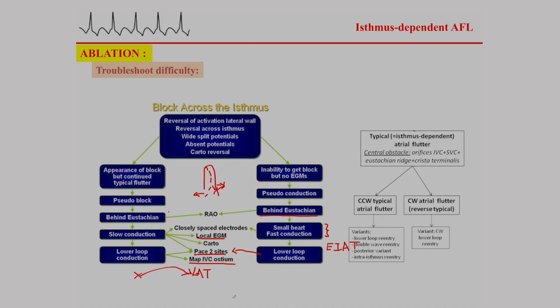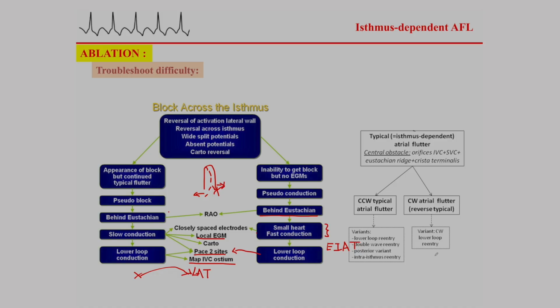So, at the end of our maneuvers during ablation, we could check all the features and all the subtypes of typical flutter. For counterclockwise ones, they are the lower loop reentry, double or H-shape reentry, posterior variant, and the intra-isthmus reentry. For the clockwise, the variant is the lower loop reentry also.